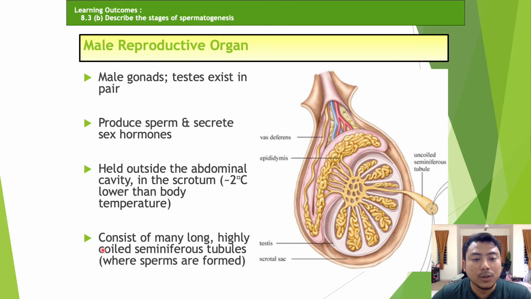Inside the testes, it consists of many long, highly coiled seminiferous tubules. These are the highly coiled seminiferous tubules. Inside the testicle, there are many of these seminiferous tubules, where we will find the sperms being formed or produced, inside the lumen, inside the opening of this tubule.